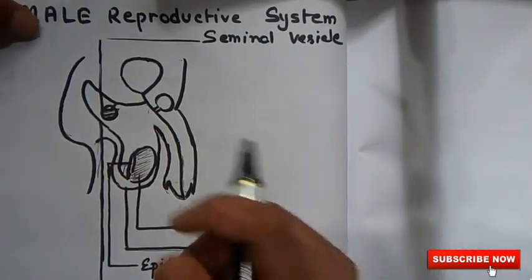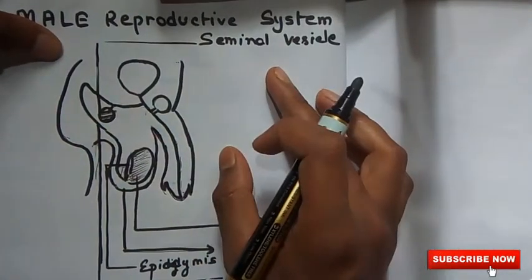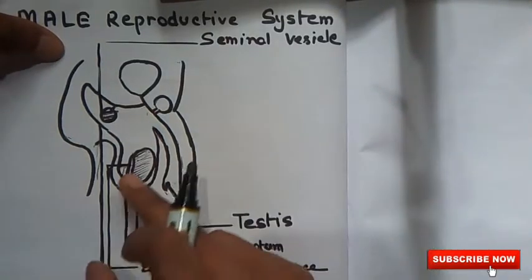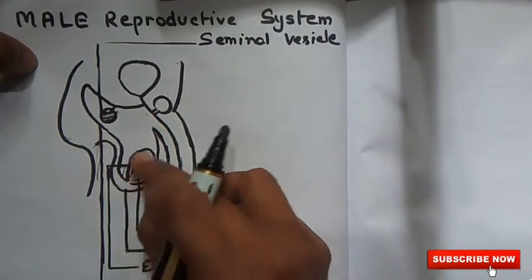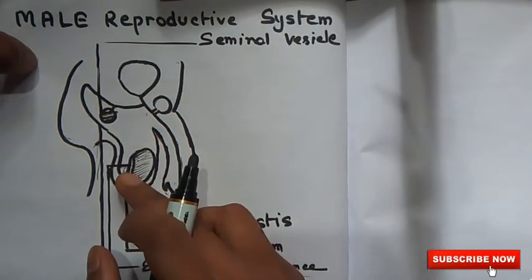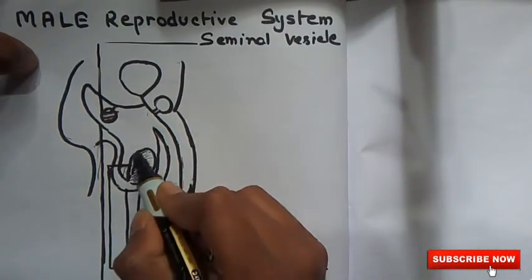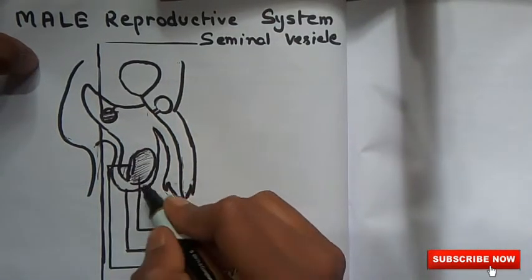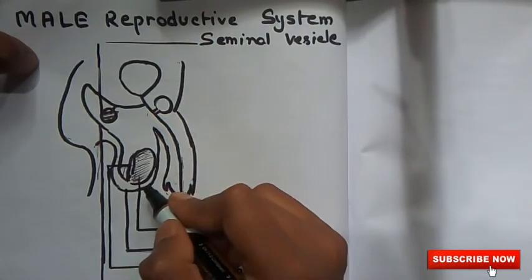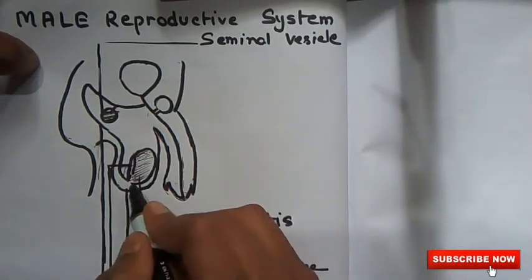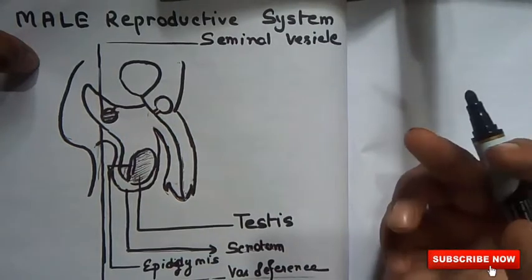So now let's talk about the different primary and secondary sex organs of the male and their functions. Let's start with the primary sex organs of male. The primary sex organ of male is the testes. You can see here, this is the testes. Males have a pair of testes, and the main function of the testes is the formation of sperm or male gamete.